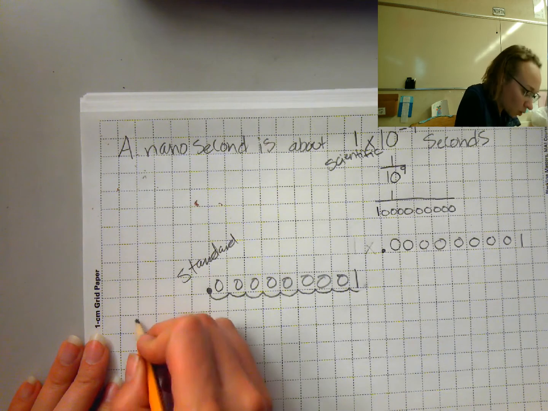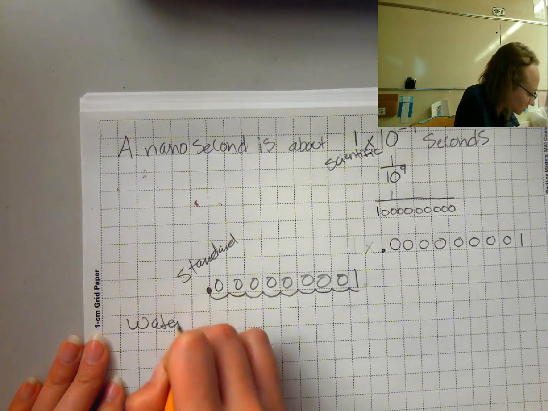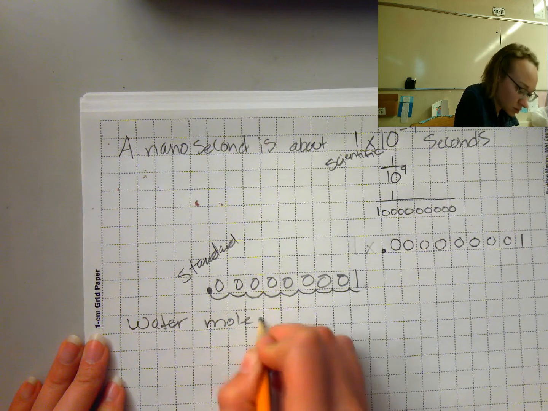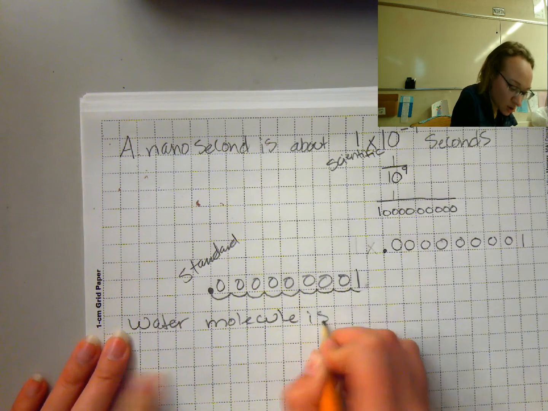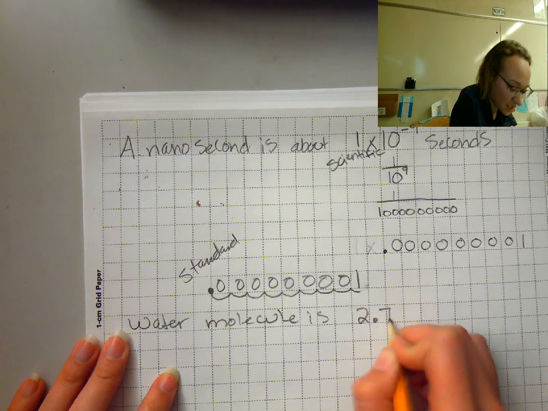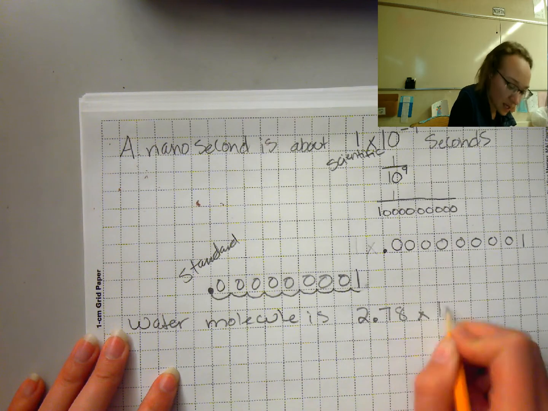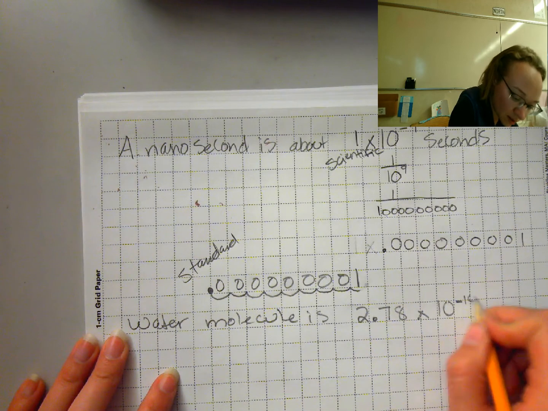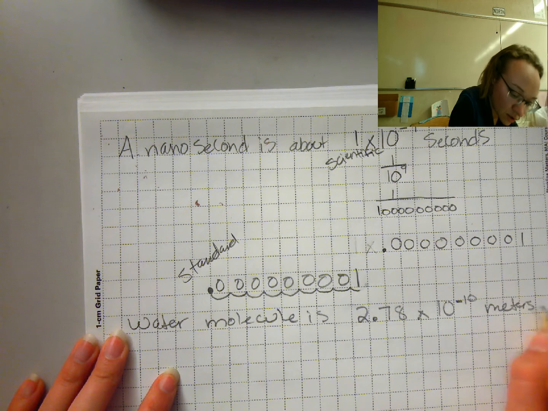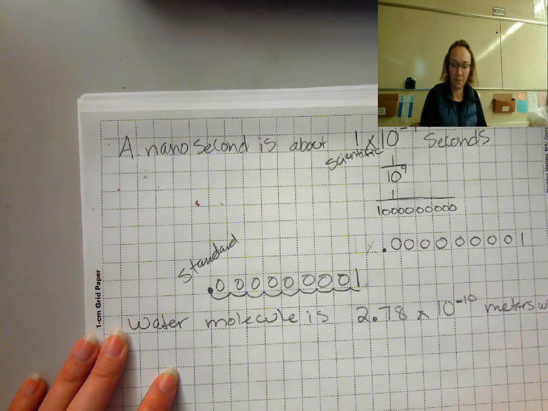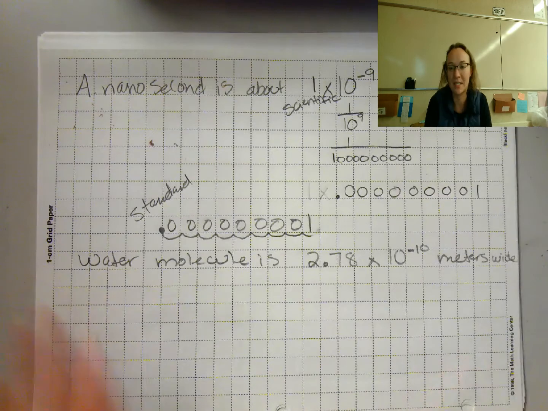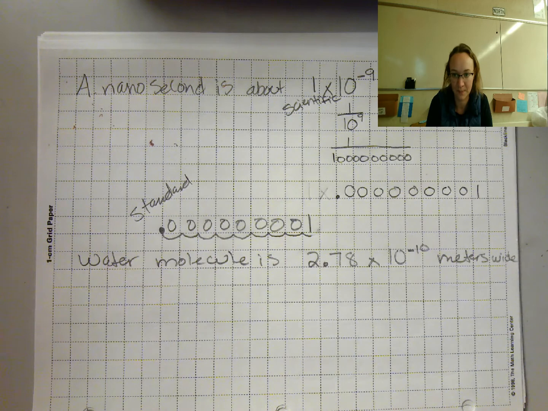So a water molecule is 2.78 times 10 to the negative 10 meters wide. I want you to convert that into standard notation, please.